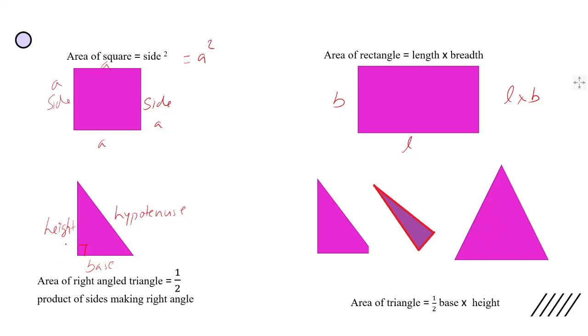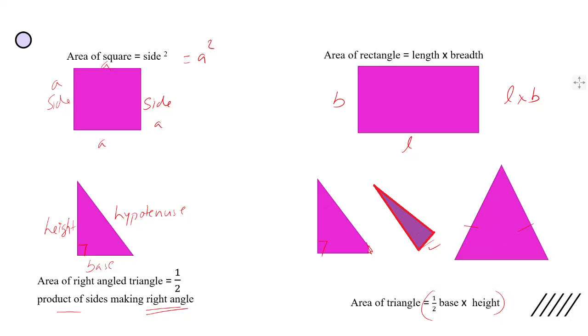Any one of the sides can be base and height, the perpendicular sides. The product of the sides making the right angle is used in the formula. When it comes to any triangle, whether a right angle triangle, an isosceles or an equilateral triangle, the formula is half base into height, where base is any one side, and height is calculated by drawing the perpendicular from the opposite vertex to that side.